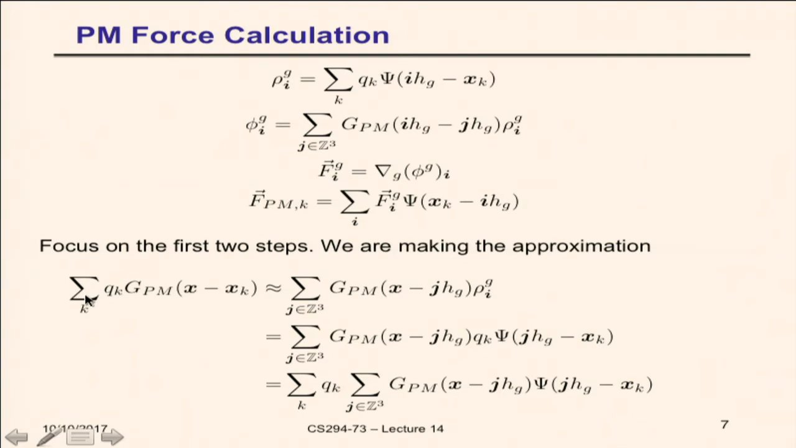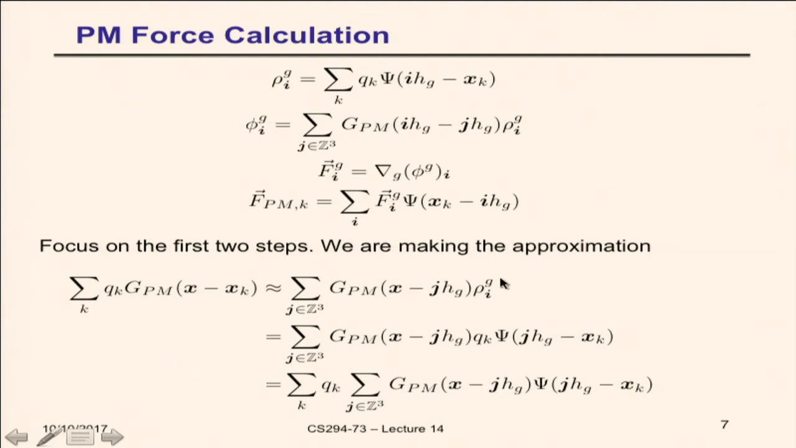So to compute a field at any point, sum over k of qk gpm of x minus xk, we're approximating that by gpm of x minus jhg times rho at jhg. Well, x here is a grid point, but you can ignore that. So we're approximating this convolution with a sum over grid points. I missed a sum here. There should be another sum over k. So ignore the middle line, look at the bottom line.